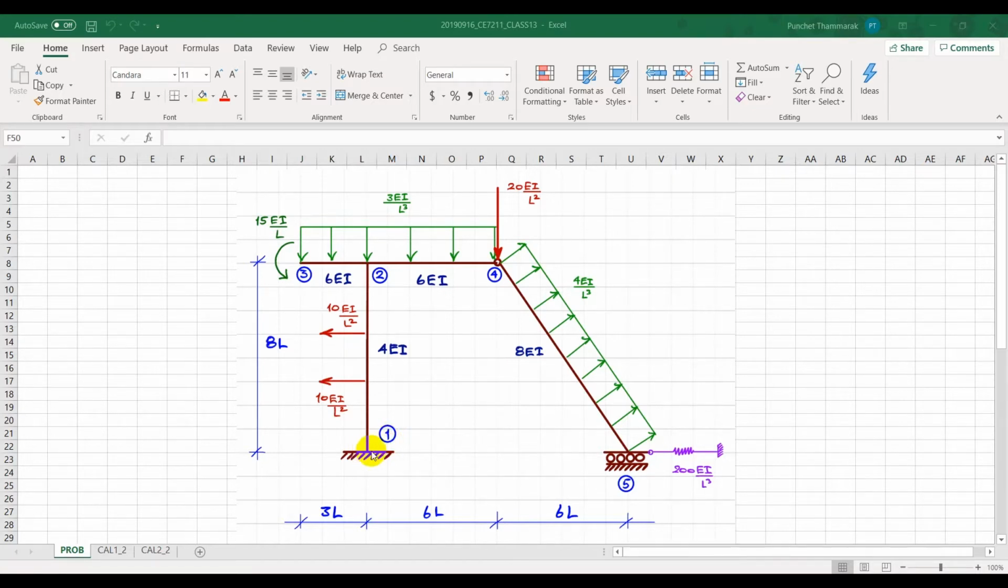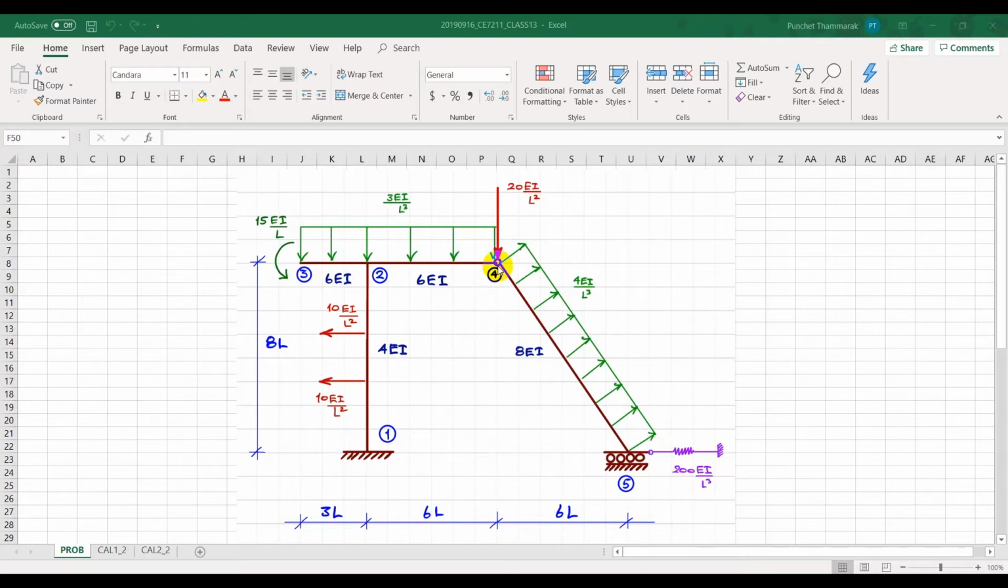This support restrains the node against translation in x, y, and rotation, whereas the other support, number 5, restrains this node against the vertical movement and rotation. But the x displacement is allowed. Anyhow, the x displacement is resisted by a translational spring, of which the stiffness is 200 EI over L cubed.